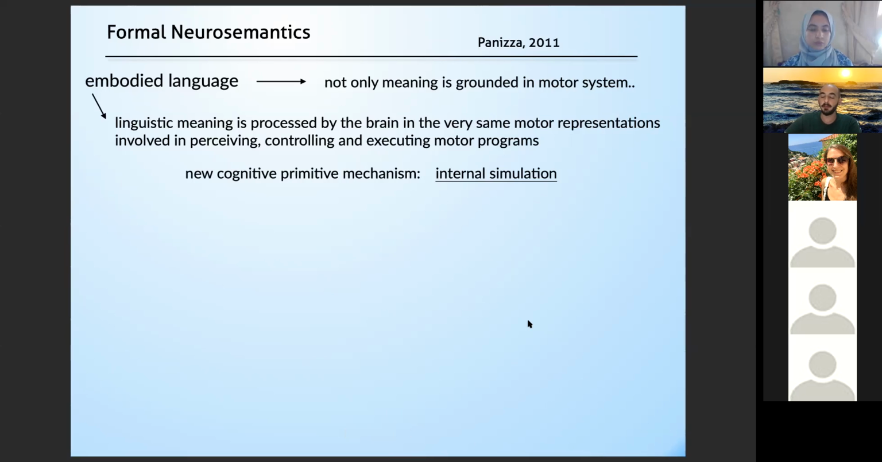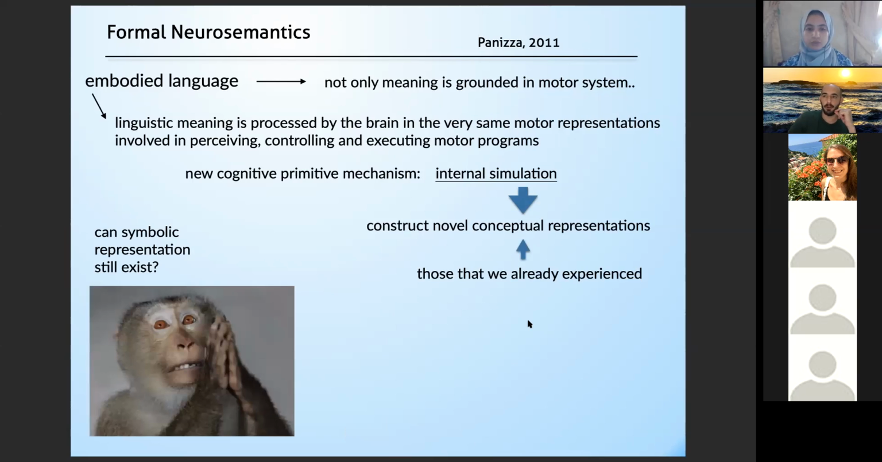So a new cognitive primitive mechanism: internal simulation. And that is used to construct novel conceptual representations by extending your representation. So for instance, you eat a red apple, you like it, you sort of build a motor-sensorial representation of this red apple, you abstract over that, and then maybe you can create a concept of apples, which would share certain low-level activation with the red apple, but would be able to abstract over that, okay? So concepts come from experience and they sort of abstract on activations that are associated together among different objects. But then we might ask, can symbolic representation still exist?